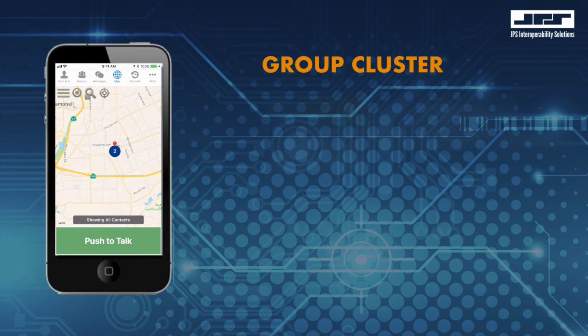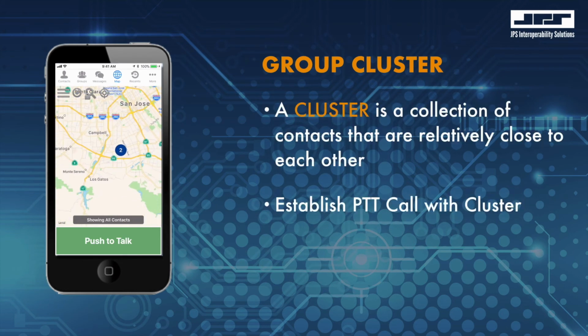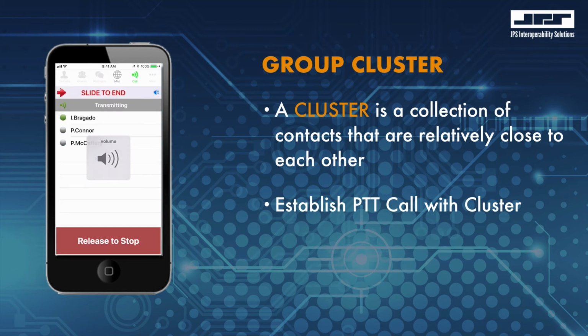If you zoom out, you'll notice groups of VIA users indicated by blue dots with the number of VIA users that are contained in what we refer to as group clusters. If there's one or more group clusters within the map view, you can simply press the PTT button on the iPhone to establish an ad hoc PTT call with all members within those group clusters.